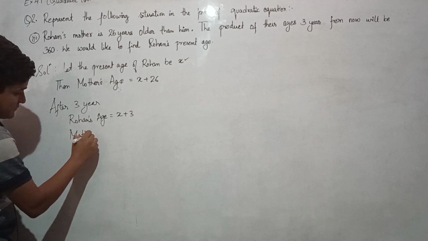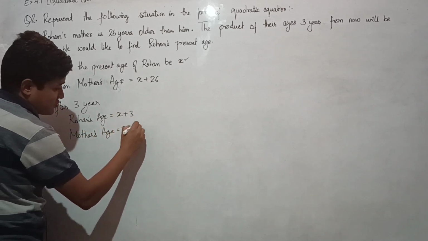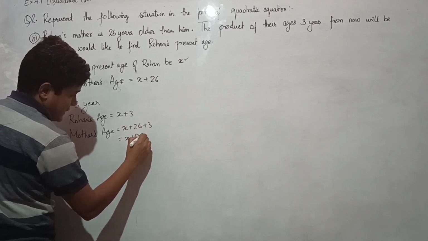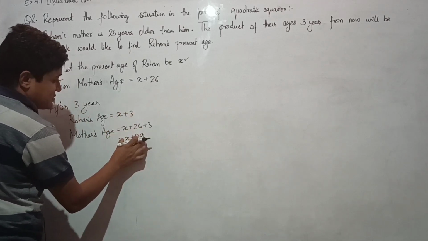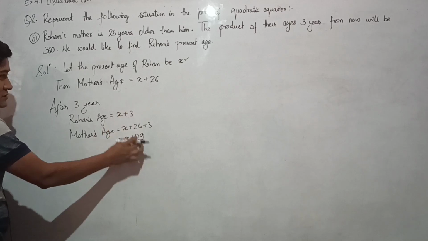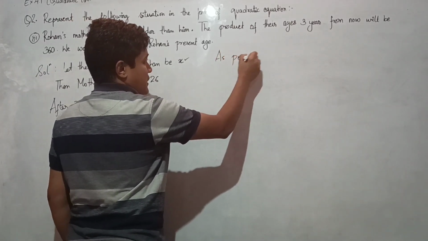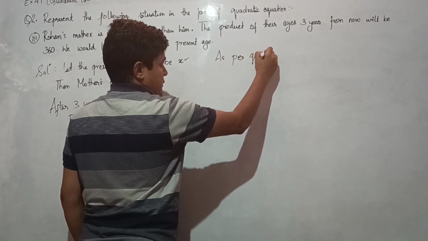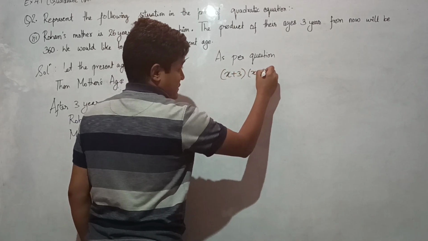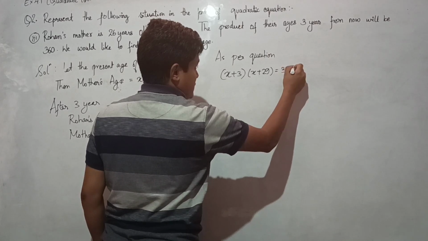Mother's age will be x plus 26 plus 3, which is x plus 29. So the product of these ages, 3 years later, x plus 3 and x plus 29, multiplied together gives 360. So as per question, x plus 3 and x plus 29, the product of the two ages is 360.